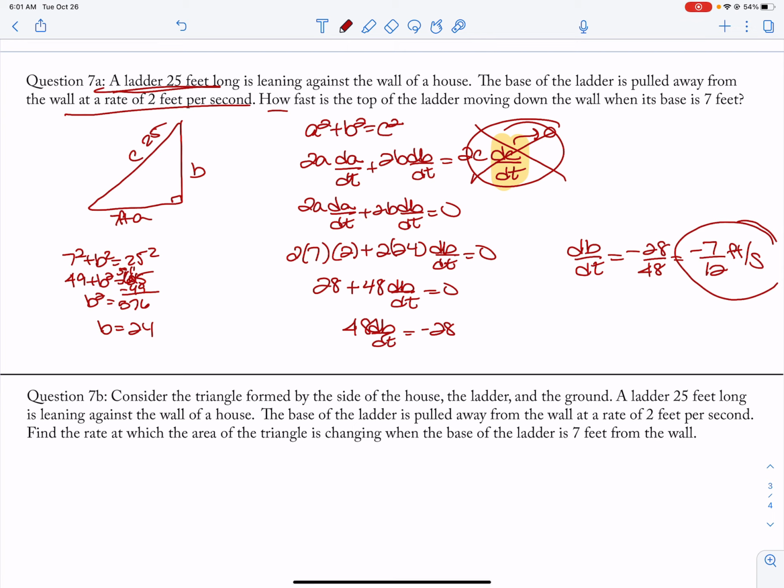Okay. Makes sense to make it negative because how fast is the top of the ladder moving down the wall? The distance between the top of the ladder and the ground is getting smaller. So because that distance is getting smaller, then your rate of change should be negative.